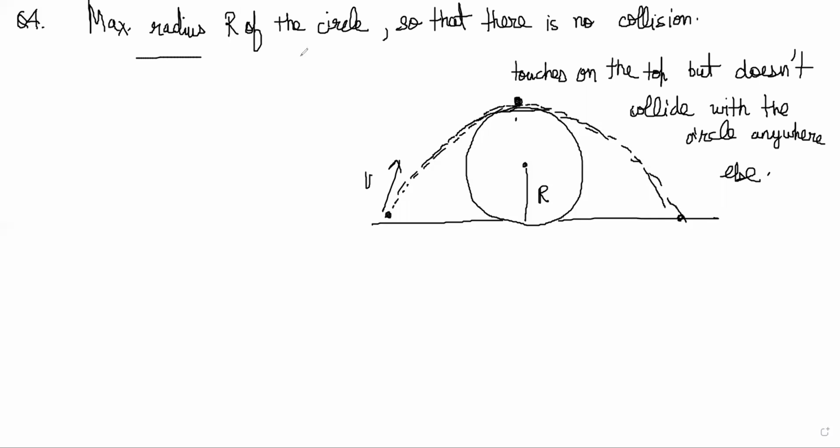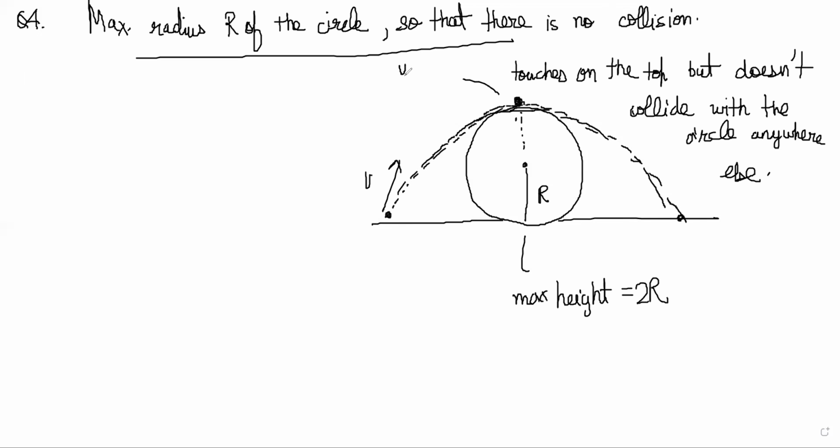Okay, so let's think about this problem. If it just touches at the vertical point, its maximum height, this is a symmetrical projectile, is equal to 2r, right? Maximum height is equal to 2r. So we can figure out the vertical velocity from there. The final vertical velocity here must be 0.